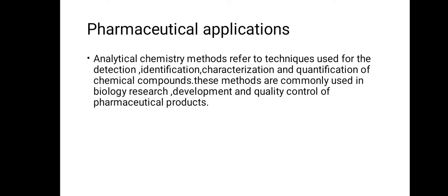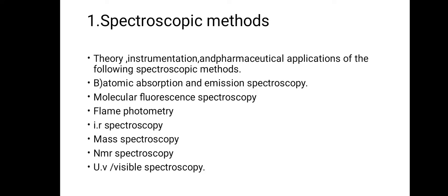In analytical chemistry, there are methods which refer to the techniques used for the detection, identification, characterization and quantification of chemical compounds. These methods are commonly used in biological research, drug development, and the quality control of pharmaceutical products in the industry. So these are the methods by which the pharmaceutical application applies on the instruments.